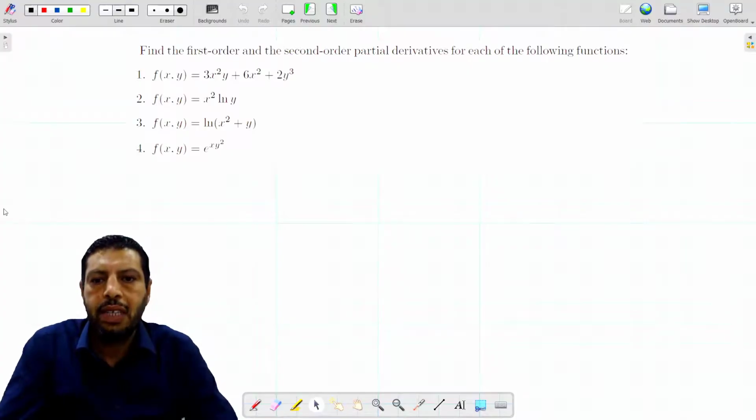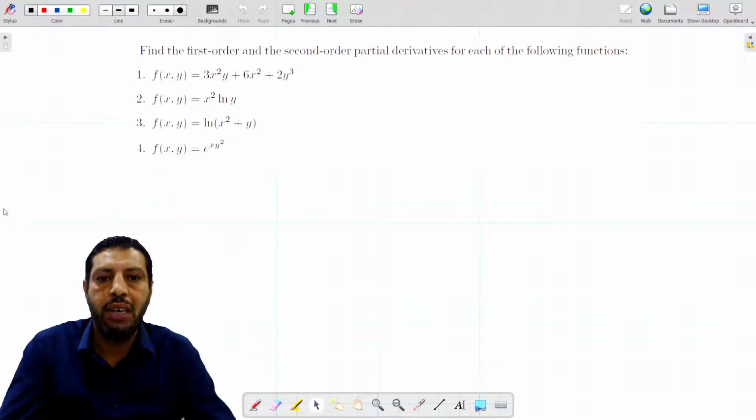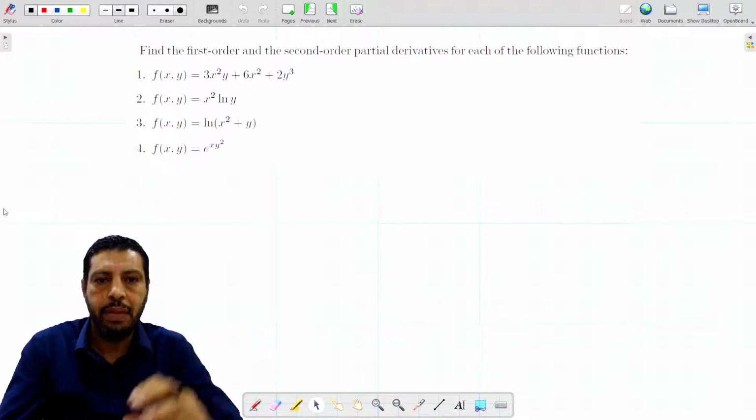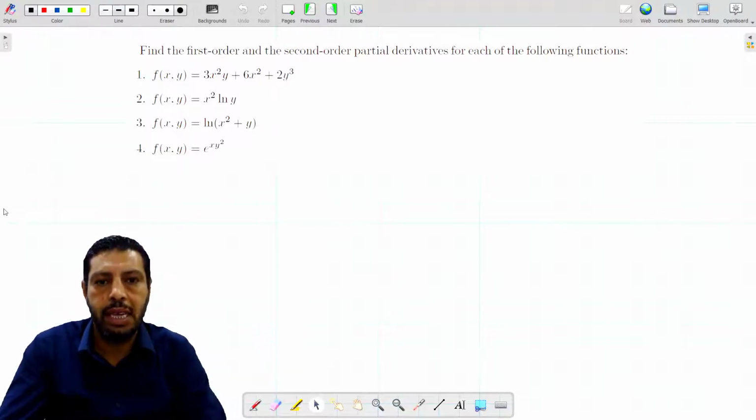Welcome to this new activity, which is about computing partial derivatives of first order and second order. You have to keep in mind that we are dealing with multivariable functions. So when you are differentiating a function with respect to a variable, the other variables will be considered as constants.